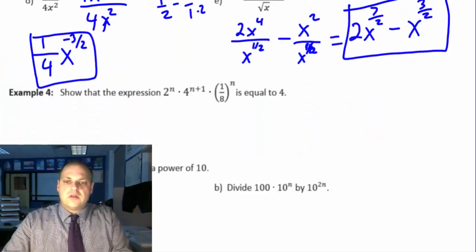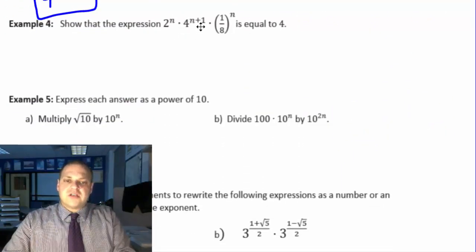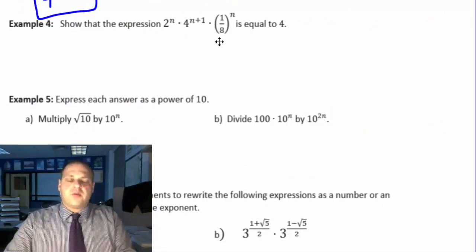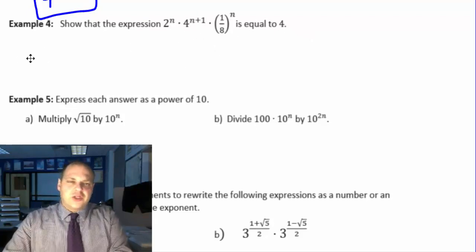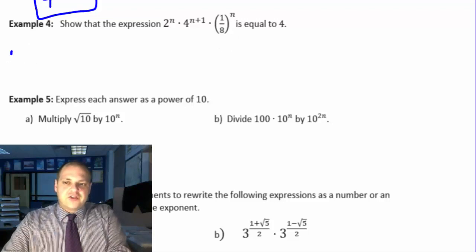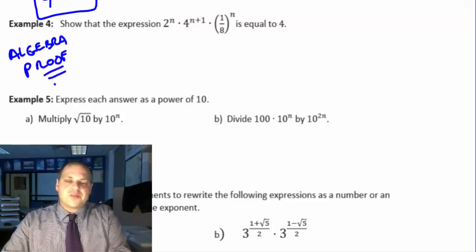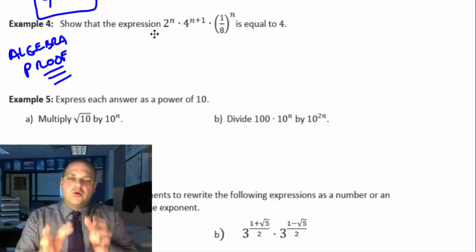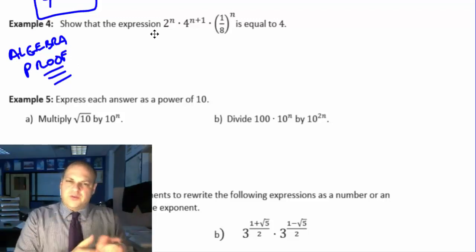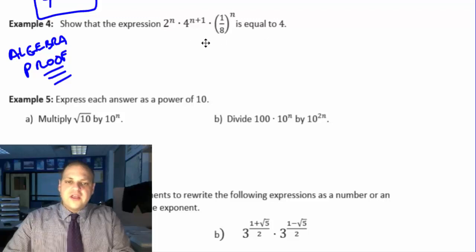Okay. Show that this expression is equal to 4. Show that this is all equal to 4. Well, that's not hard to do. These are like algebra proofs. We're going to call this an algebra proof. You're going to have to do a couple of these on your lesson. Remember geometry proof, statements and reasons? This is just, they're giving you something and they're saying show that it's equal to something else. So prove, in other words, that this is equal to 4.